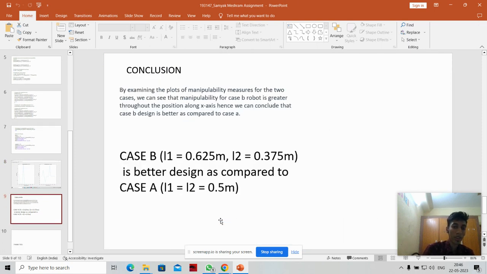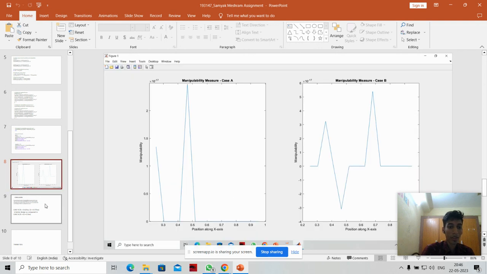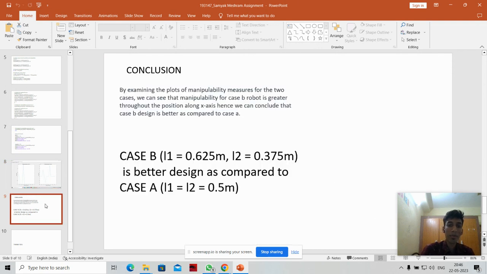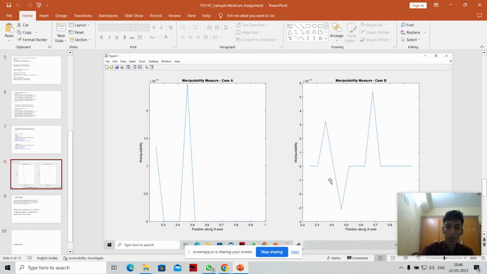Now coming to the conclusion, by examining the plots of the manipulability measure for the two cases, we can see that the manipulability for the case B robot is greater throughout the position along the x-axis as compared to case A. So we can conclude that the case B robot manipulator is better in design as compared to case A, as the higher the manipulability throughout the position along the x-axis, the better is the working of the robot.